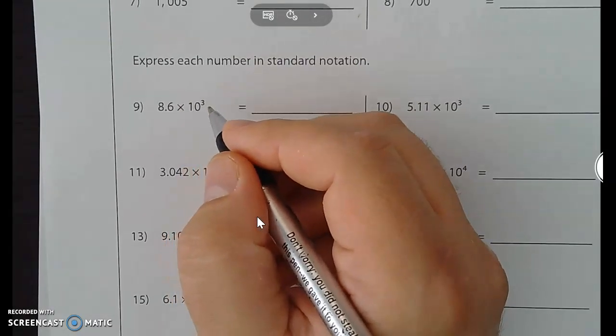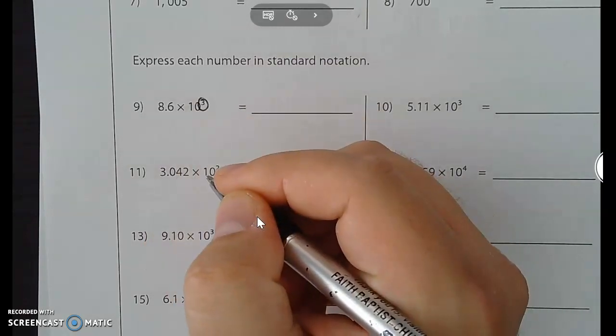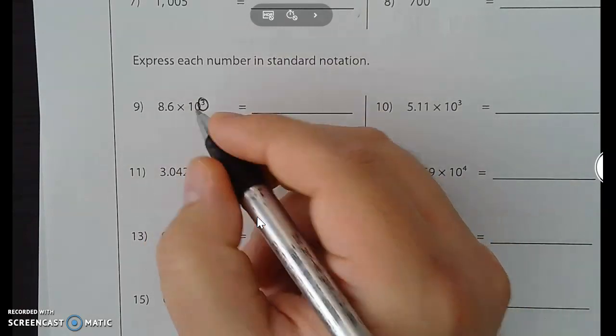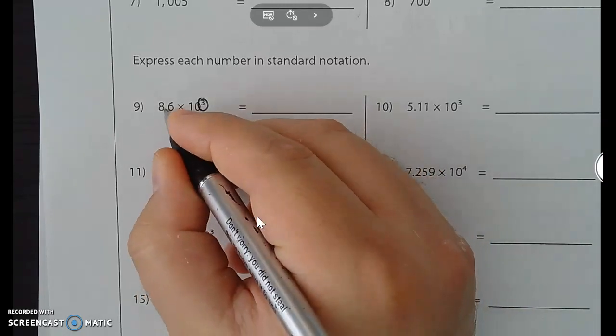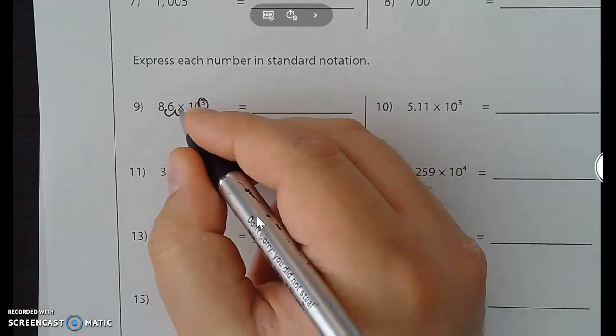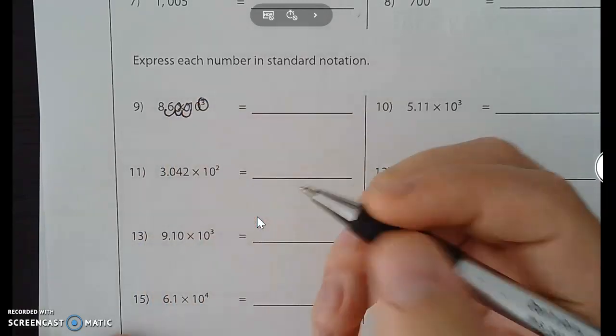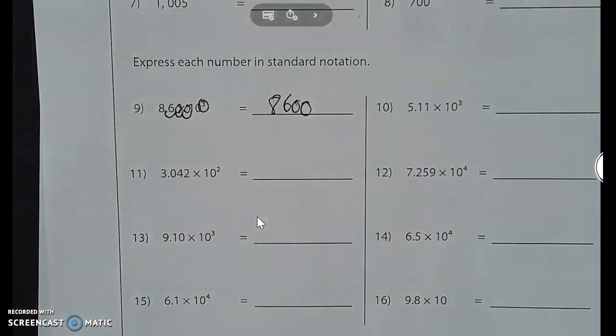8.6 times 10 to the 3. My exponent is a 3. It's a positive 3. That means my number is going to become bigger, so I'm going to move my decimal to the right. 1, 2, 3. There's 2 empty spaces here, so I would fill those with zeros. My answer is 8,600. And you could always check this with a calculator to see if the math is correct, see if you did it right. You could just type the equation into a calculator and you could see if it's correct.